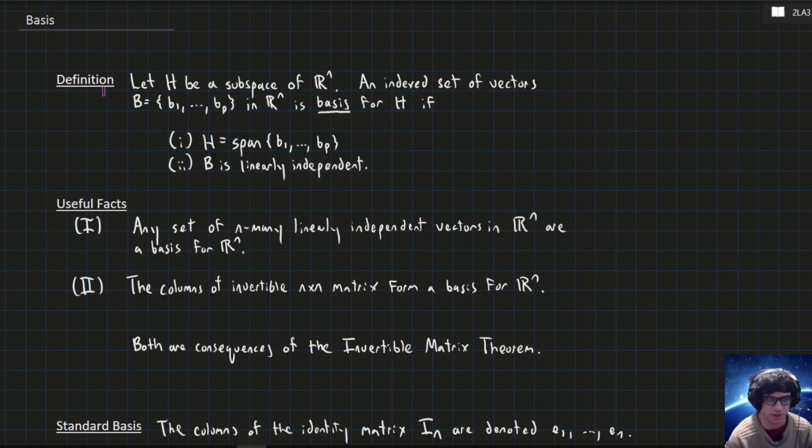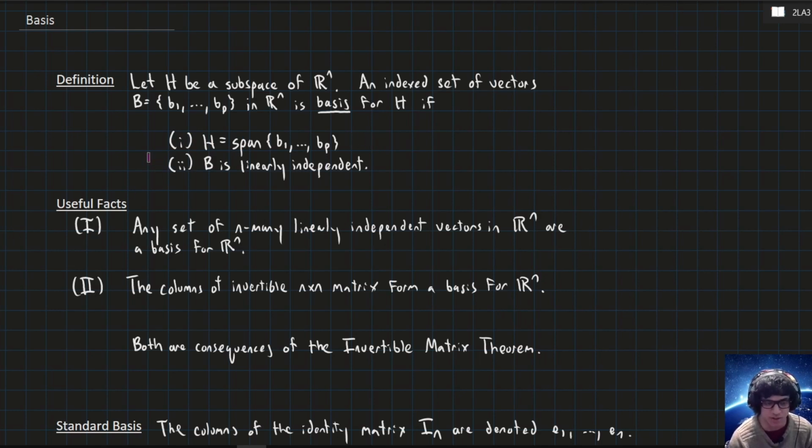So now let's talk about the basis of a subspace. Suppose we have H, and we know it's a subspace of Rn. So a basis for H is a set of vectors, call them B1 through Bp, in Rn that satisfy two properties. One, they have to span H.